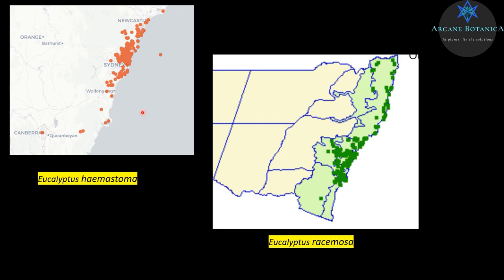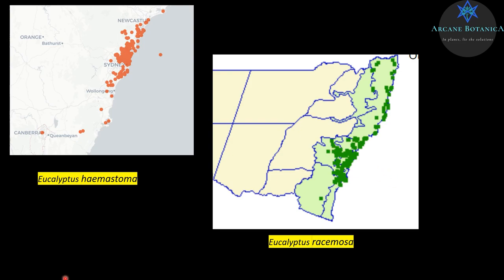Just showing the historic records, Eucalyptus haemastoma. You can see it's got a strong Sydney concentration up to Newcastle, very coastal. Remember, it has the biggest fruit, up to 11 mil. Records down here, you know, could be haemastoma, could be racemosa. These are probably some botanic garden specimens. When you see a dot in Canberra, it's normally a botanic garden specimen, but that's generally the range. You can see racemosa has historically been recorded right up here on the New South Wales coast, right out here.